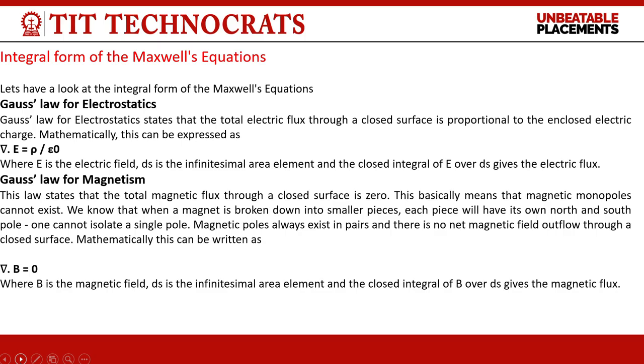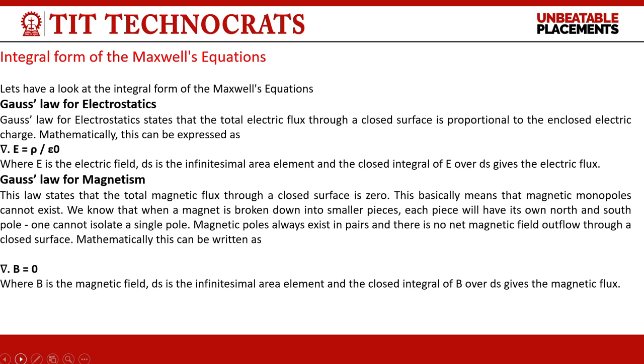Now the Gauss law for magnetism states that the total magnetic flux through a closed surface is zero. This basically means that magnetic monopoles cannot exist. We know that when a magnet is broken down into smaller pieces, each piece will have its own north and south pole. One cannot isolate a single pole. Magnetic poles always exist in pairs.